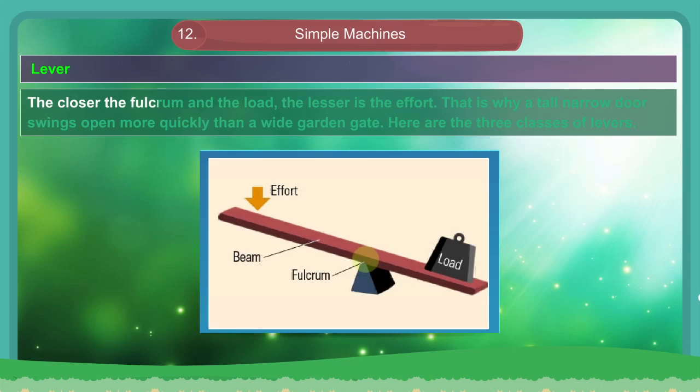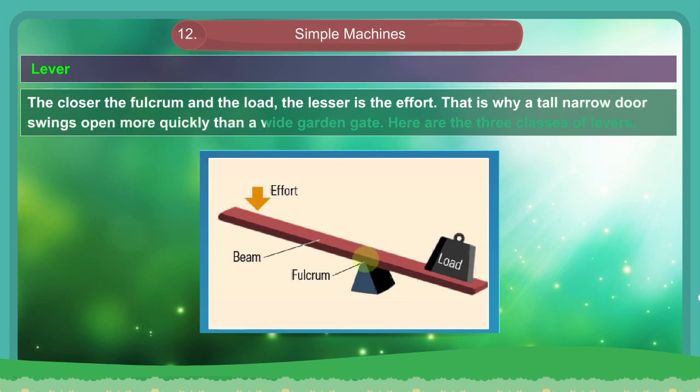The closer the fulcrum and the load, the lesser is the effort. That is why a tall narrow door swings open more quickly than a wide garden gate. Here are the 3 classes of levers.